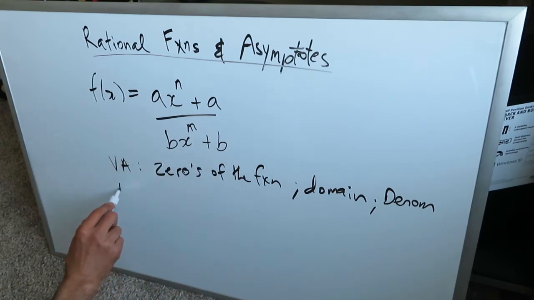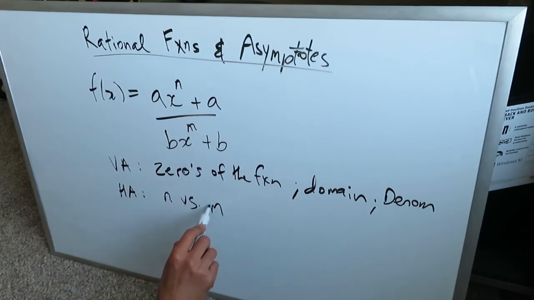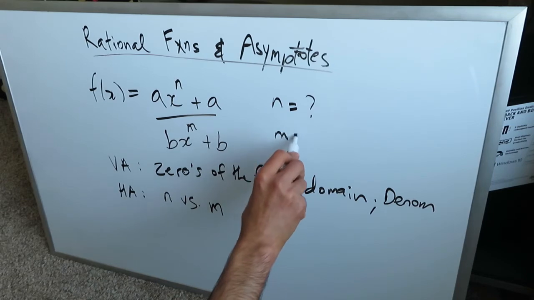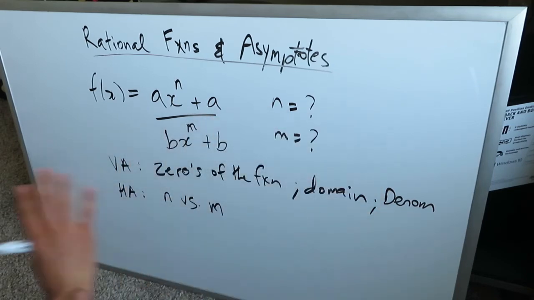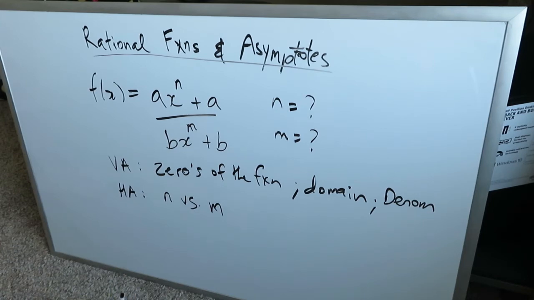For the horizontal asymptote, what will that entail? It will entail a comparison of n versus m. Alright, we'll compare the n and the m values, and you know from the very beginning you have to determine what your n is and what your m is. I'm just laying out a format of how you determine this. When we do the actual examples, you'll see it actually makes a lot of sense.